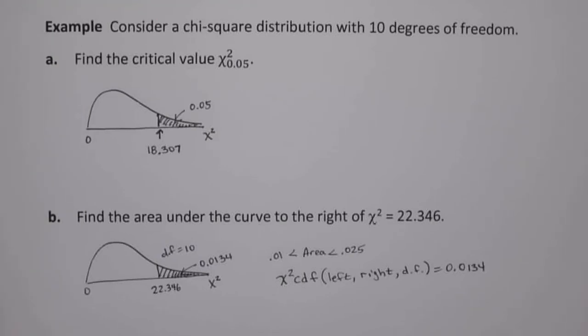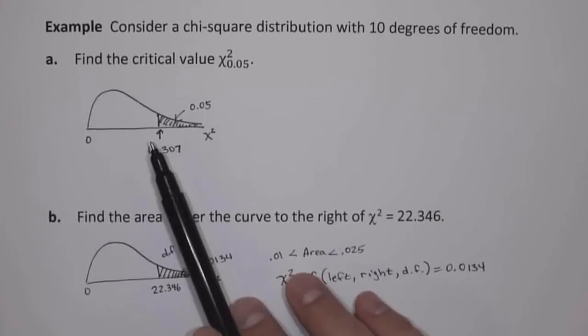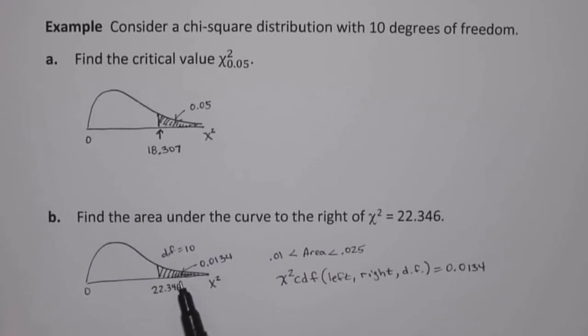Now, I'm showing you this example because this is how we're going to find critical values when we're using the chi-square distribution in a hypothesis test. And this is how we're going to find p-values when we're using chi-square in a hypothesis test. We're going to see that in the next video, where we're going to conduct a hypothesis test for goodness of fit.